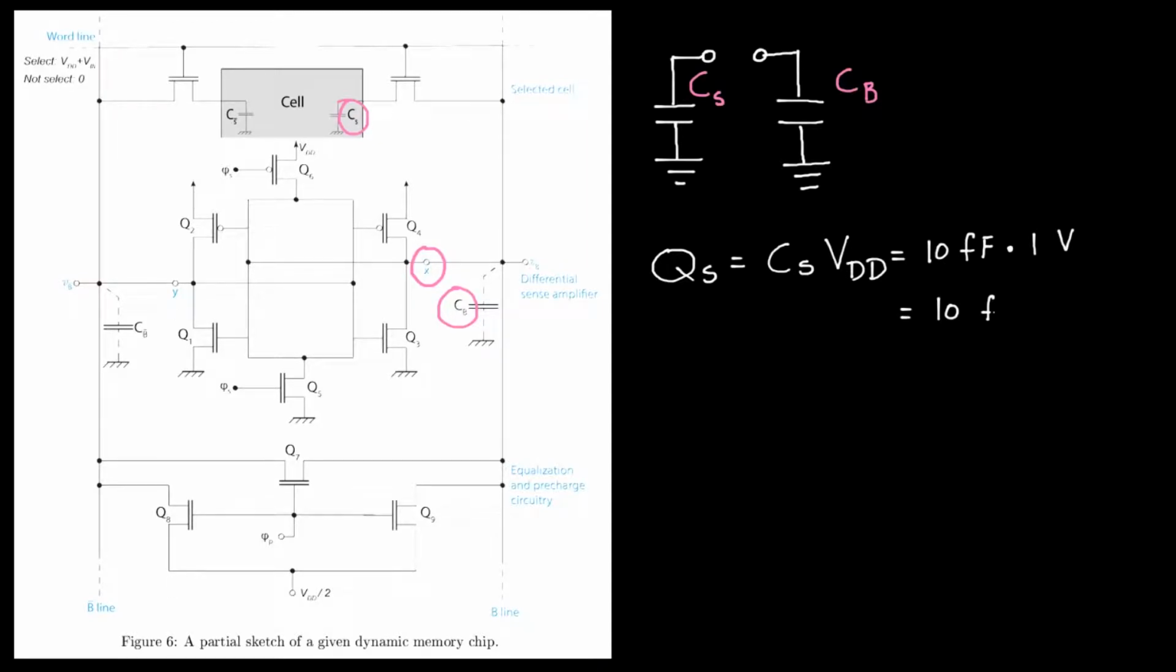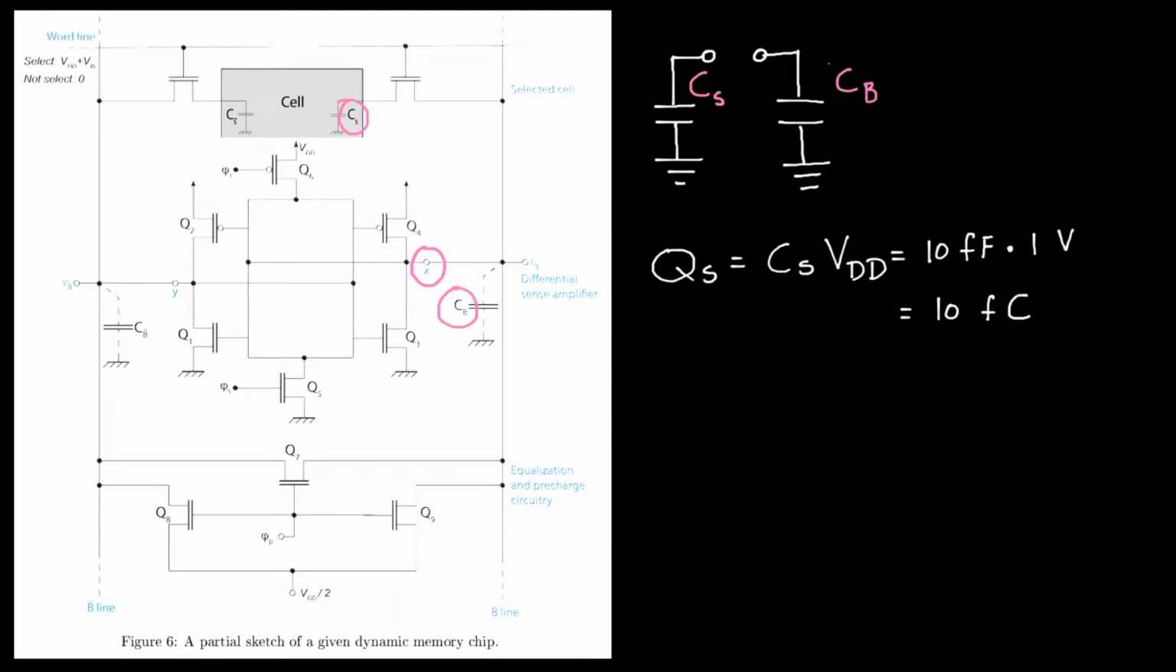So the charge that's stored on this storage capacitor is CS, that is 10 femtofarad from the question, and we store the value 1 in this dynamic memory cell, and that's equivalent to storing a voltage of 1 volt, or in other words VDD, on there. From that we get that this capacitor stores 10 femtocoulombs of charge on it.